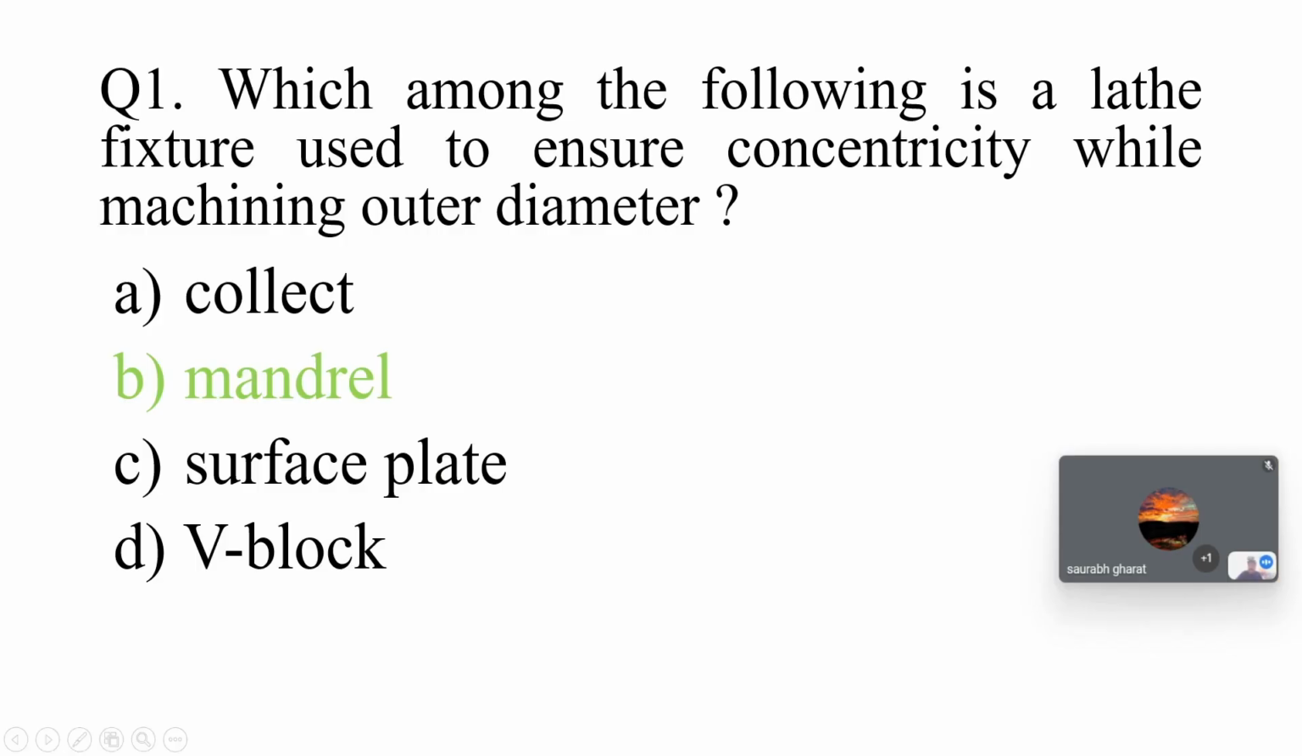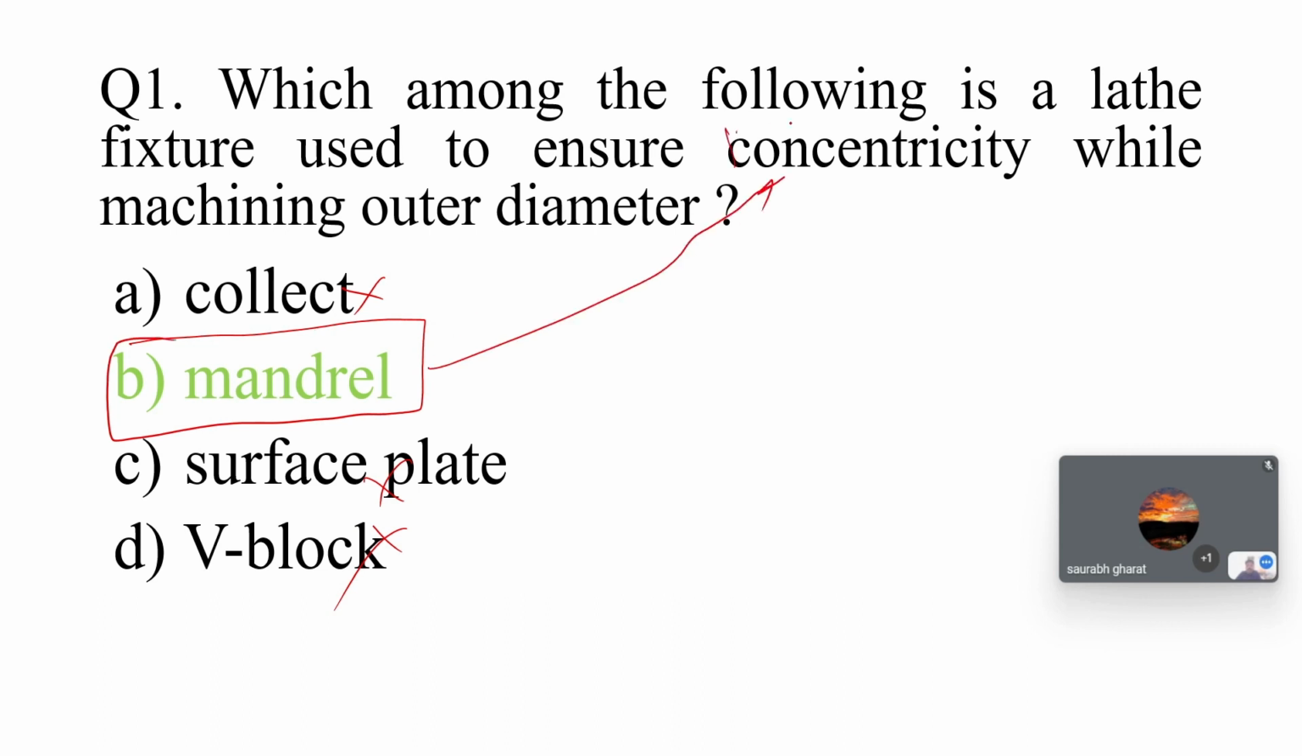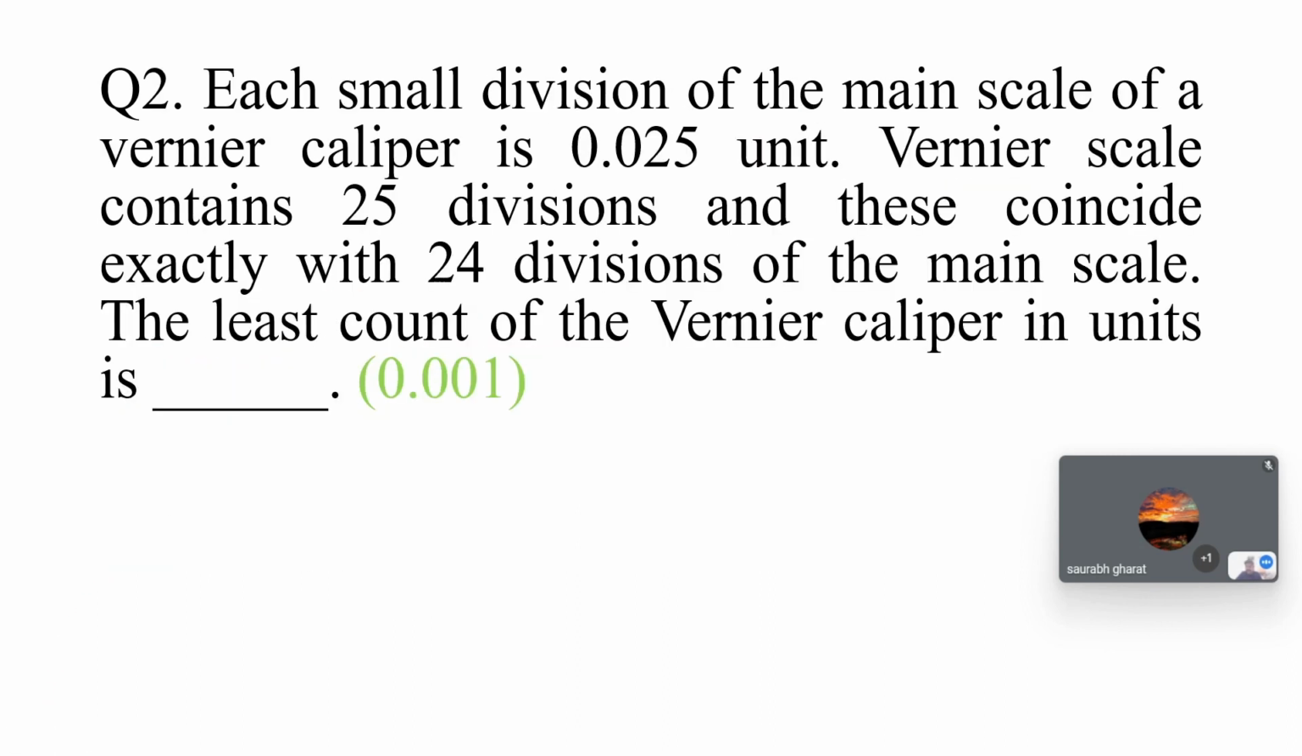This is the assignment for week number 10 and this is the first question. Which among the following is a lathe fixture used to ensure concentricity while machining the outer diameter? A collet is a different thing. Surface plate and wave block are completely different. The mandrel is the correct answer for concentricity. For concentricity, we can use only the mandrel. In case of length, that is the correct answer.